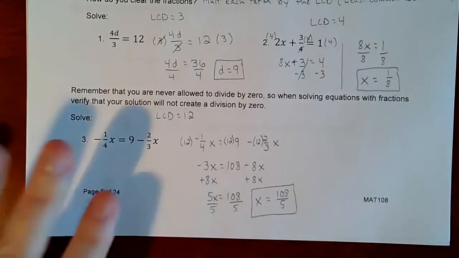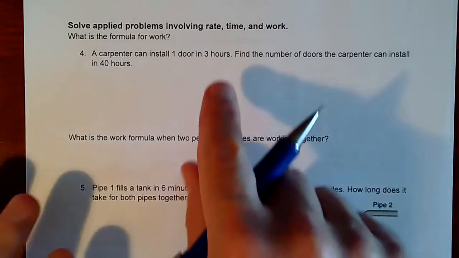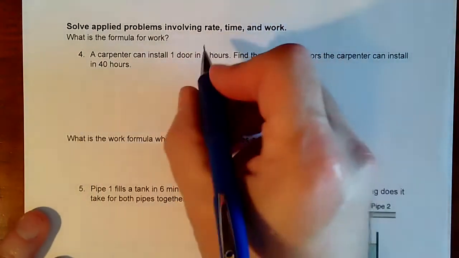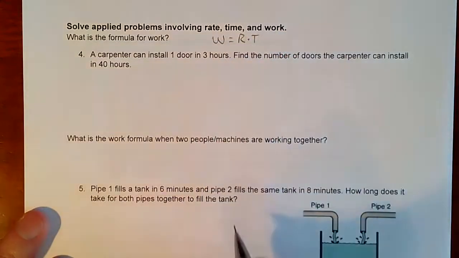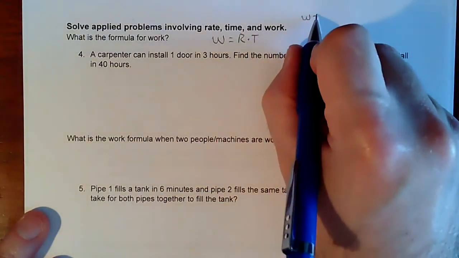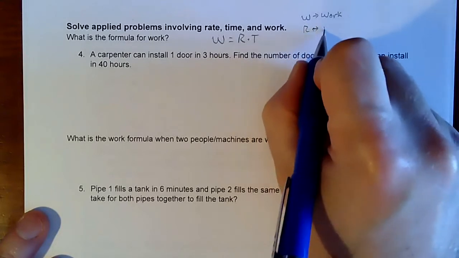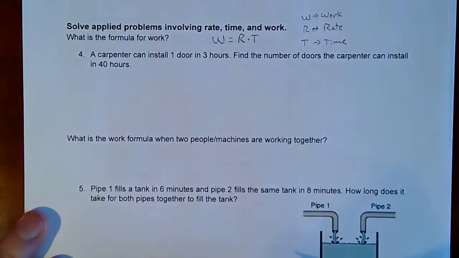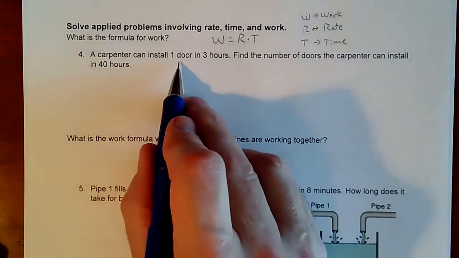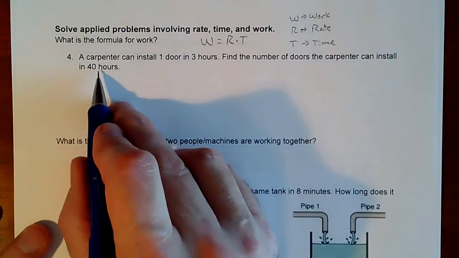Okay, so let me do one word problem here. This one is a problem involving rate, time, and work. So there is an equation for this, and it is work is equal to rate times time. The W represents your work, the R represents your rate, and the T represents your time. It says a carpenter can install 1 door in 3 hours. Find the number of doors the carpenter can install in 40 hours.